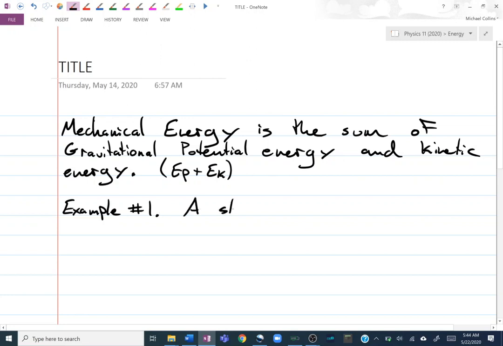A skydiver drops 50 meters starting from rest. What is his final velocity?